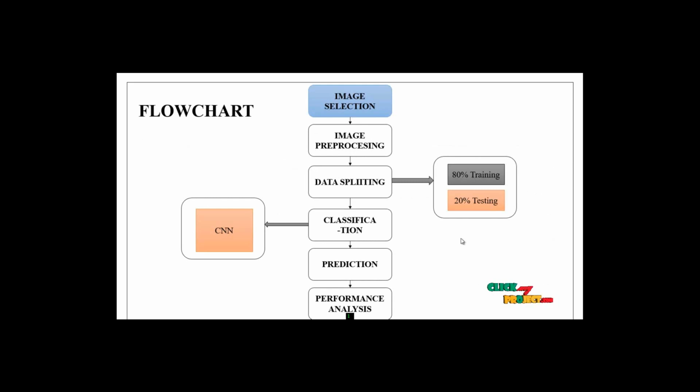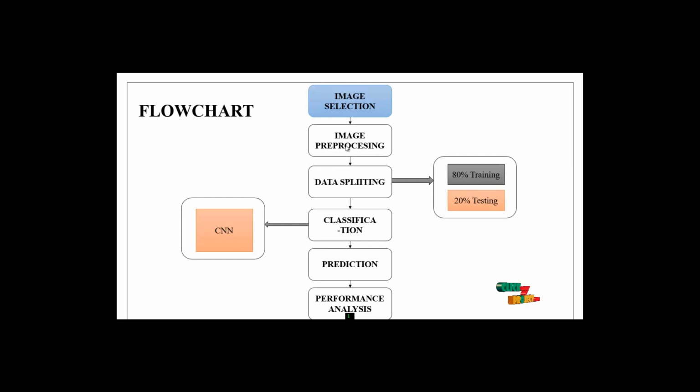Our project flow chart: first we collect the license plate images dataset, which we collected from the Kaggle website. After that we carry out the image pre-processing step. The image pre-processing is based on two steps: one is image resizing, another is noise removal. In the collected data the images have different pixel sizes, so we resized them to 256 by 256. After that, any noise in the image is reduced in the noise removal process.